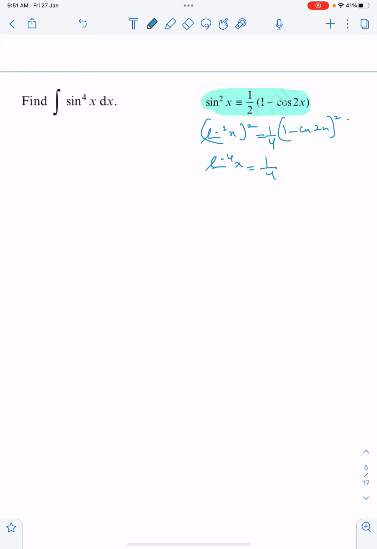This will become 1 upon 4 outside. Okay, so 1 minus 2 cos 2x plus cos square 2x. Okay, so I'm writing sine to the power 4x. In place of sine to the power 4x, I'm just copying this whole thing. Sine to the power 4x is equal to 1 upon 4, I'm keeping it outside, 1 minus 2 cos 2x plus cos square 2x.